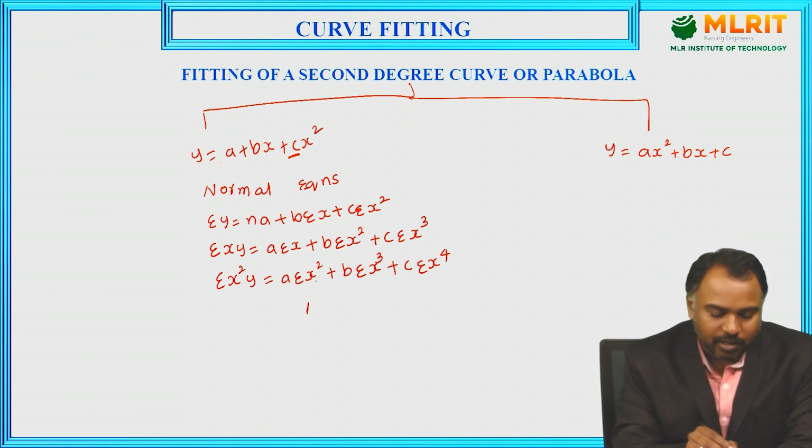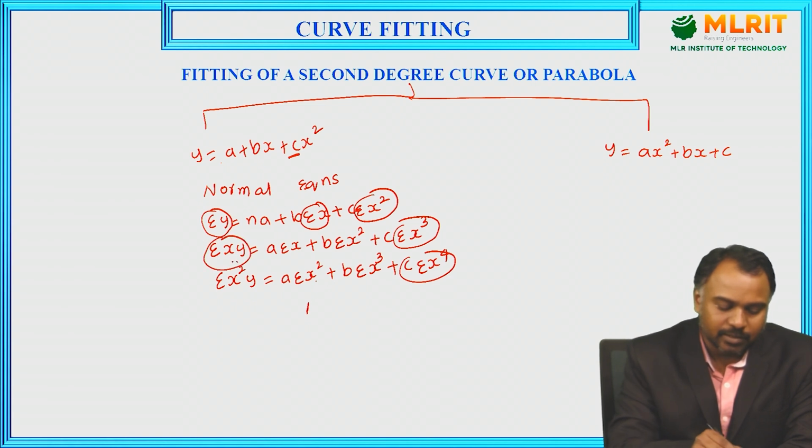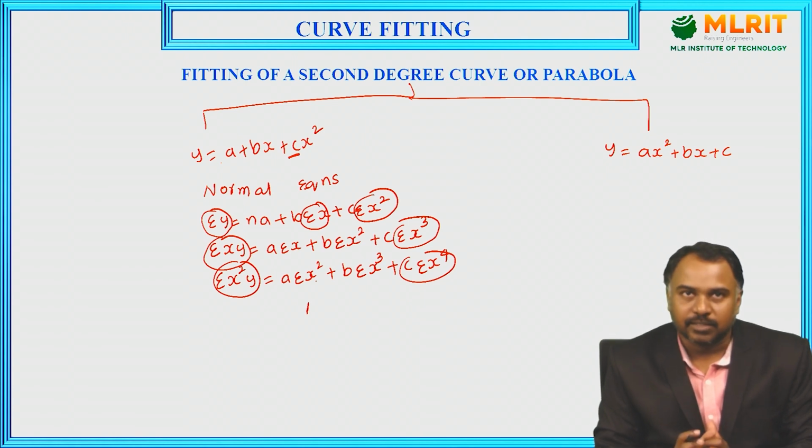Based on the normal equations, we are going to find the summations of y, x, x square, x cube, x power 4, xy, and x square y. These are the requirements. Based on these requirements, we are going to construct the table.